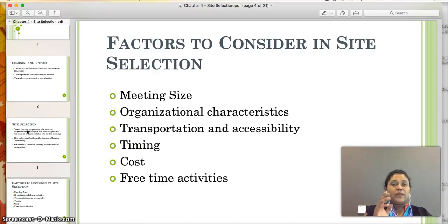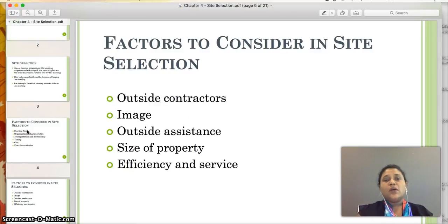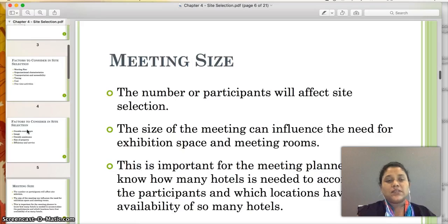So basically you will have to set, okay, for example, if it's going to be a conference, then you're going to talk about how many days this conference is going to be. Whether it's going to be for 1 day or 2 days or 3 days. Are you going to have international delegates? Are you going to have local delegates coming in? And what will be their food? All these requirements, and where are they going, and how are they going to move around, the transportation accessibility, and the outside contractors, the image, the outside assistance, size of the property, efficiency and service.